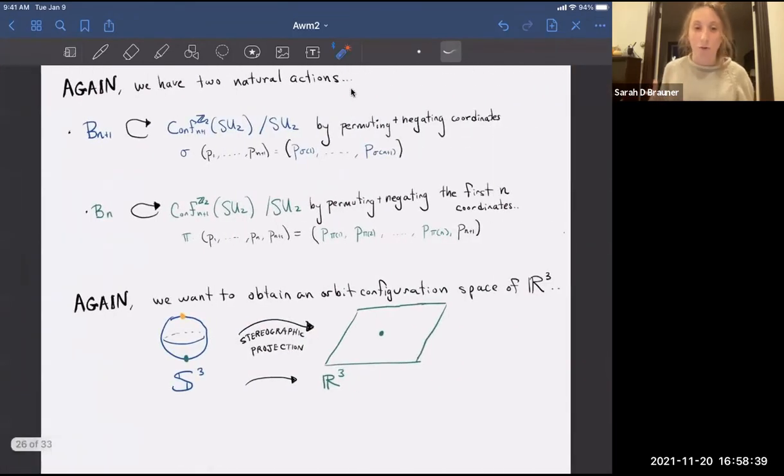And again, we have this situation where this space exhibits two actions. This action by Bn plus 1, where now I'm permuting and negating coordinates, and this action by Bn, where I'm permuting and negating the first n coordinates, okay? And so again, I want to use this framework where I stereographically project to obtain a genuine orbit configuration space of R3, so not just a quotient orbit configuration space.